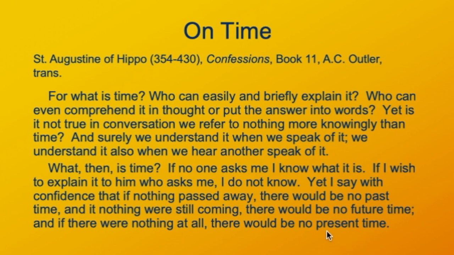The second paragraph says, "I say with confidence that if nothing passed away, there would be no past time, and if nothing were still coming, there would be no future time, and if there were nothing at all, there would be no present time." So Augustine is saying that time depends on the rest of the universe, that time depends on change, that if there's no change, then there is no time. He's not saying that there's no way to quantify time, or there's no point in time. He's saying that there isn't any time.